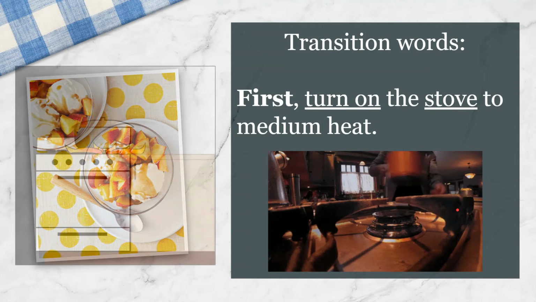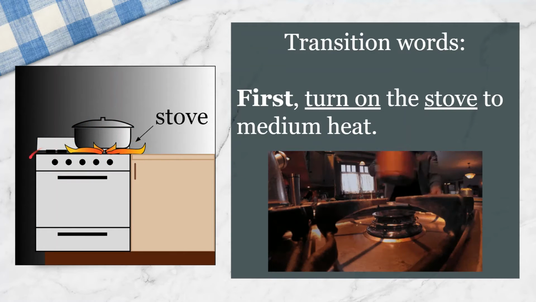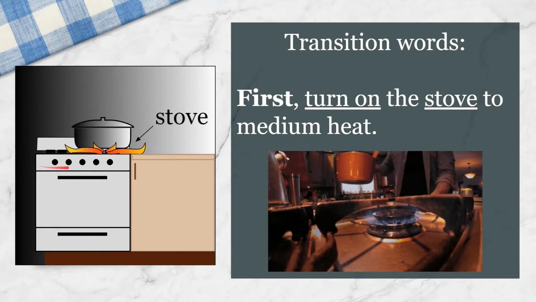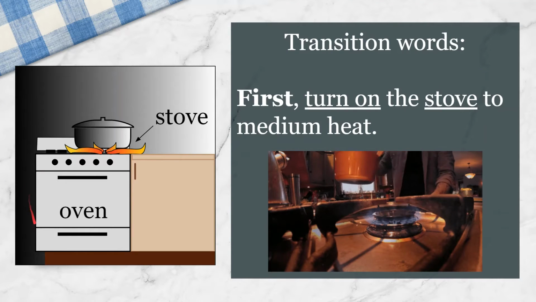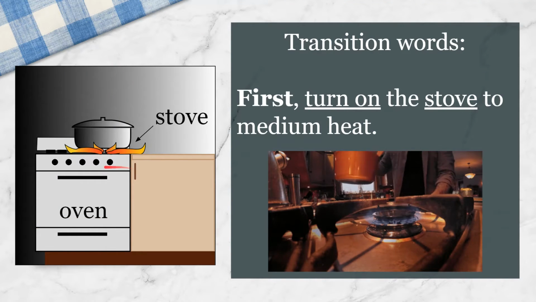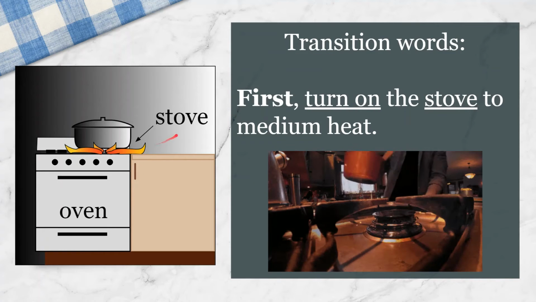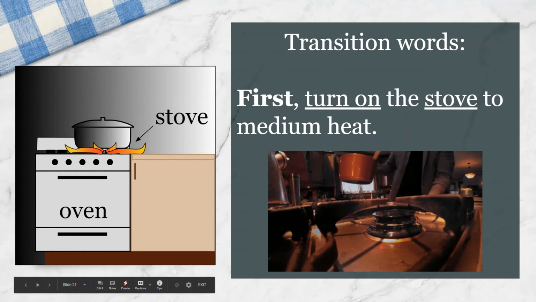Now, what is a stove? The top part is called the stove, where the fire is. Then, this area is called the oven. The oven is where you bake things. The stove is where you put fire underneath pots. And then medium heat is how high or big you want the fire.